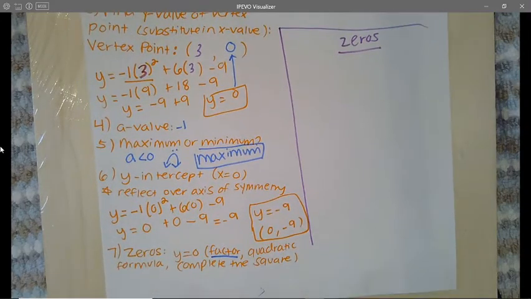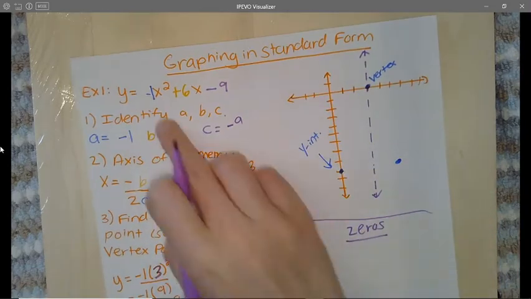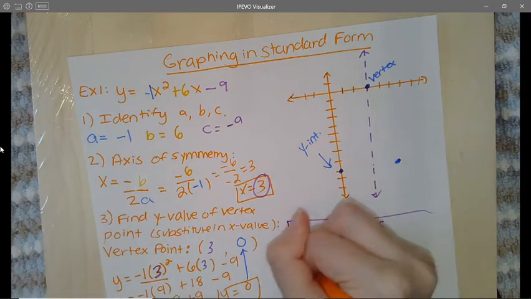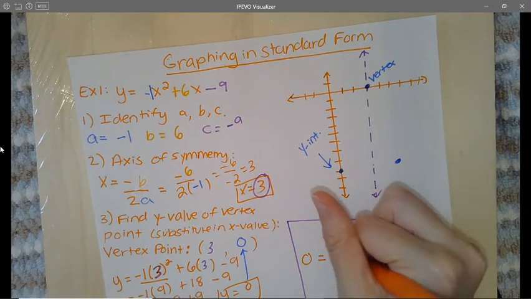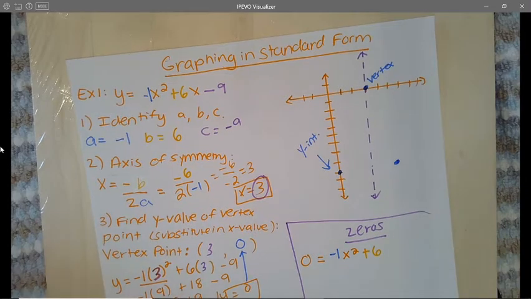Remember, when you find your zeros, roots, or x-intercepts, that's when we make y equal 0. So to find your x-intercepts, you make y equal to 0. To find your y-intercept, you make x equal to 0. So it's like you make the other value 0 when you're finding an x- or y-intercept. All right, so I'm going to start by making my y equal to 0. So I'm going to have 0 equals negative 1x squared plus 6x, and then minus 9.